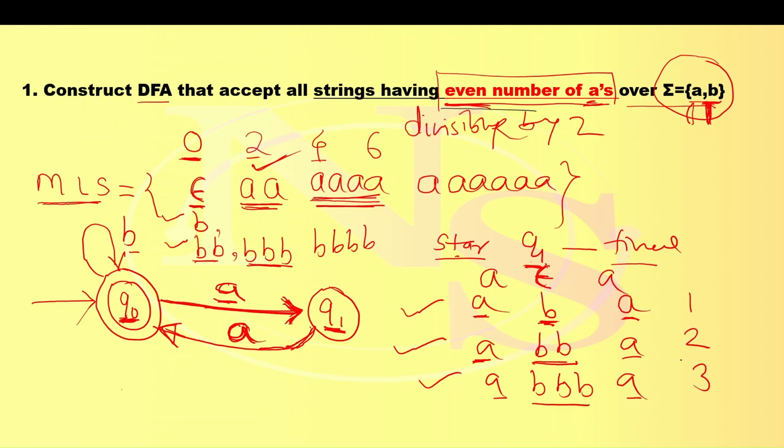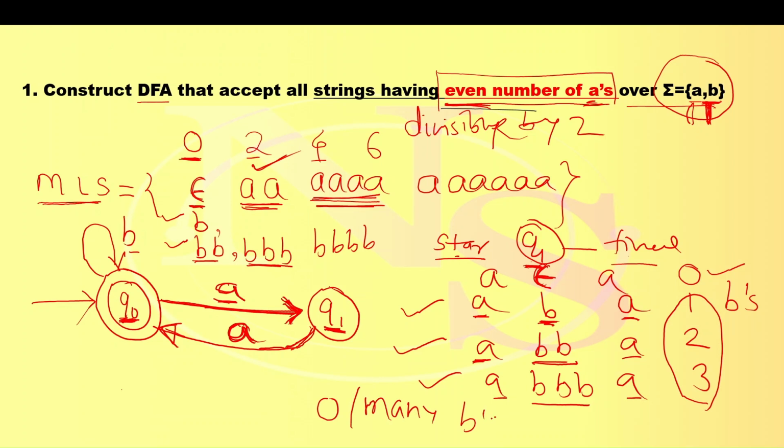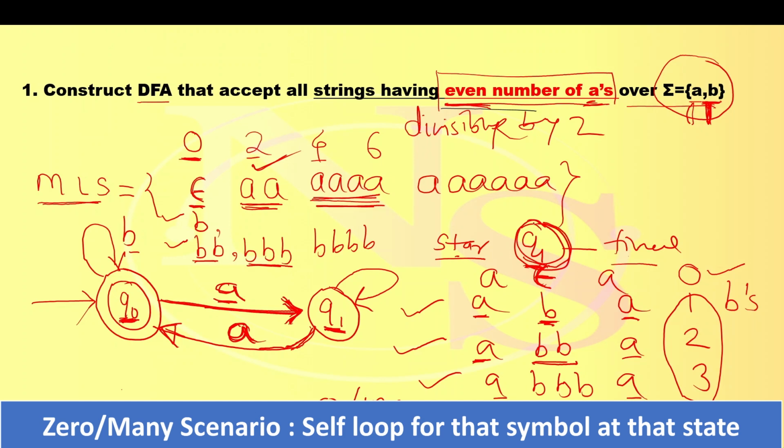In this case, 3 B's. And if epsilon is there, 0 B's. It means what? Q1 is looking for transition of B, but that number of B's will be 0 or many. Again, there is a scenario of 0 or many B's. But at which state? State Q1. So whenever in TOC there is a scenario of 0 or many for any symbol, simply give the self loop at state Q1.